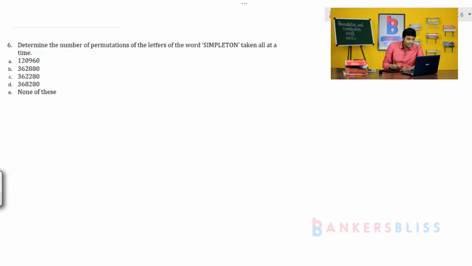Okay, you take the word SIMPLETON. So how many letters are there? 1, 2, 3, 4, 5, 6, 7, 8, 9. So totally you have 9 letters. Out of those 9 letters, you are arranging all the 9 letters.